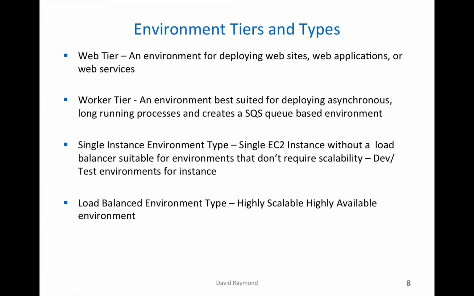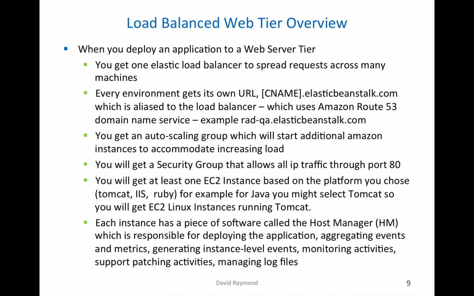And you have a load balanced environment type. This is a highly scalable, highly available environment. When you deploy an application to a load balanced web server tier, you get one elastic load balancer to spread requests across many machines. Every environment, no matter if it's load balanced or not, gets its own URL, and that URL has a CNAME associated with it, which you enter. This could be something like rad-QA or rad-prod, and it's basically a URL for your environment. And this is aliased to the load balancer.